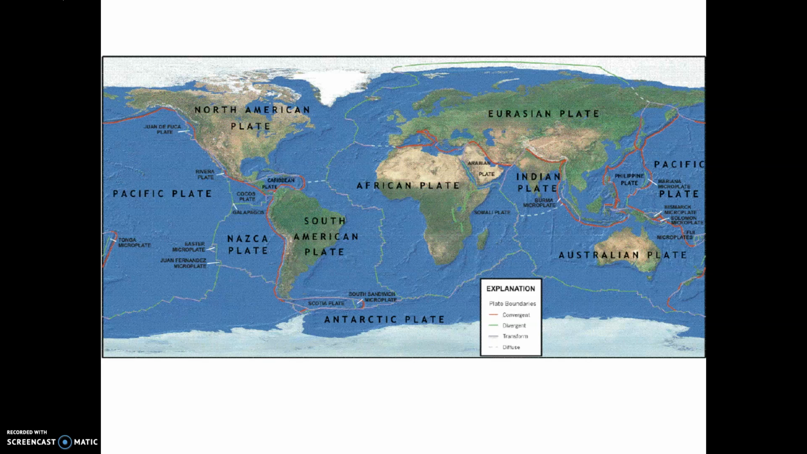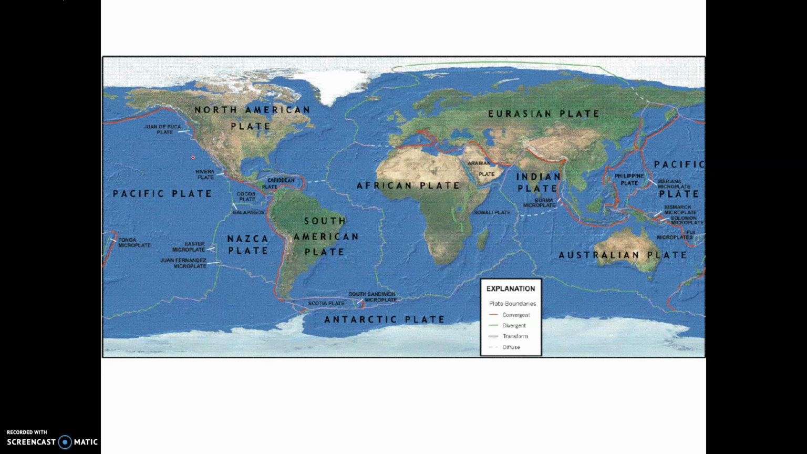So again, if we take a look, we see a few different terms here. The red lines over here are considered convergent boundaries. Our green lines are considered divergent boundaries. This kind of purpley color is our transform. And then we have something called diffuse. So if we take a look, there are different boundaries even on the same lines of our plates here. So if we take a look on the California side, that is a transform boundary.